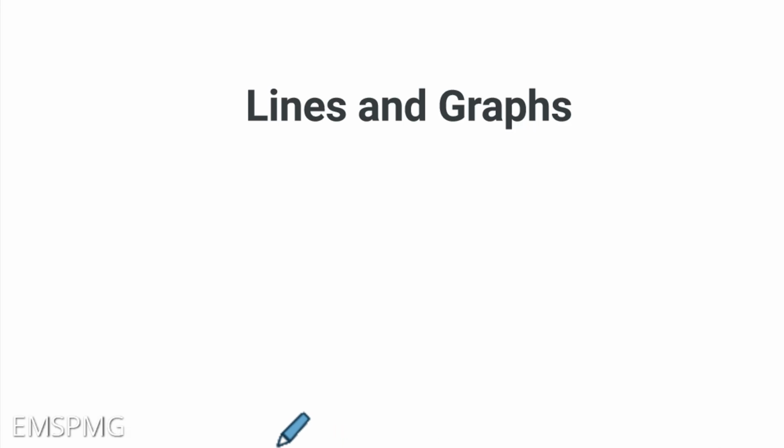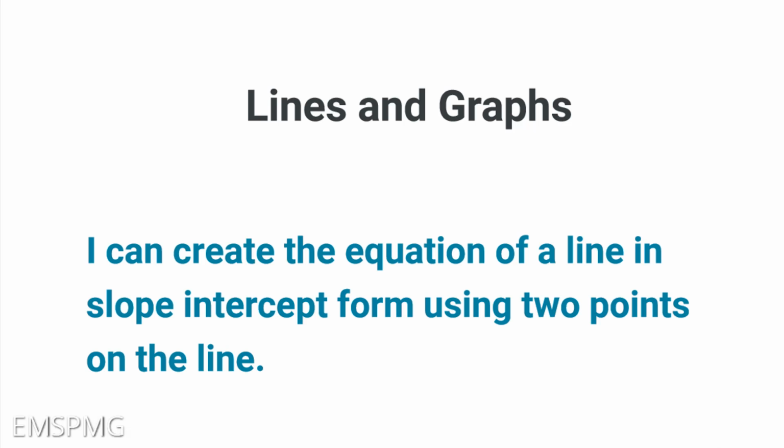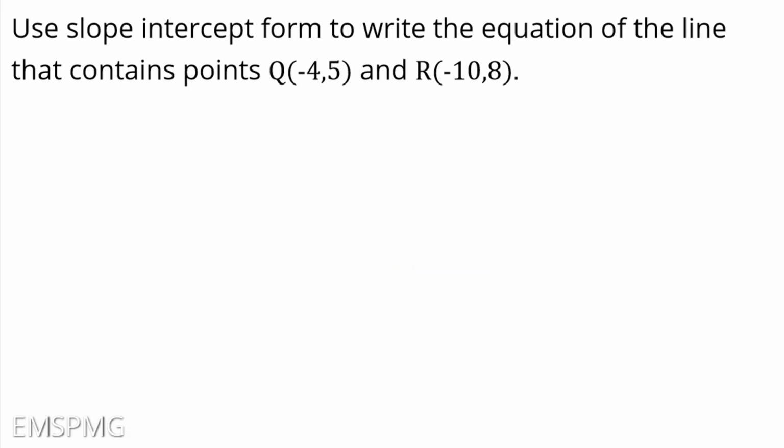This is Mr. Mayer, and in this video we will be discussing lines and graphs. By the end of it, you want to be able to say, I can create the equation of a line in slope-intercept form using 2 points on the line. So we're just going to look at one example. We need to use the slope-intercept form to write the equation of the line that contains these 2 points Q and R. So let's get started.